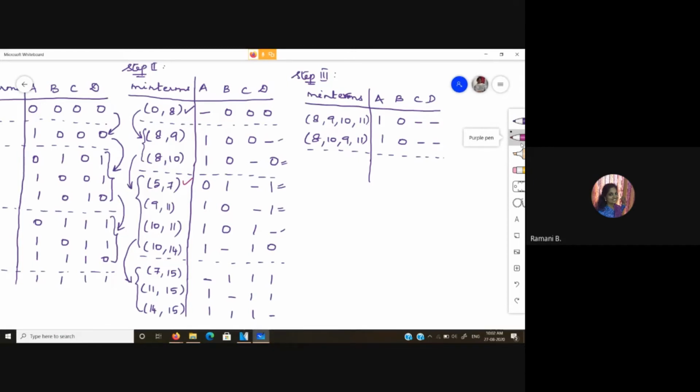Then 9, 11 also has dash in C. So that cannot be grouped with this. However, this got grouped with the previous one. So I don't put any tick marks. Then with the last position.